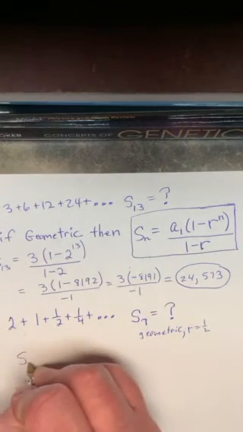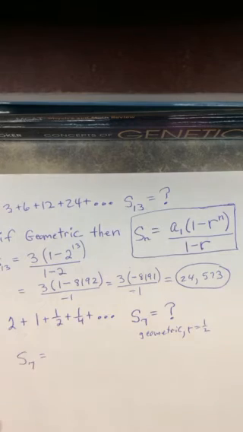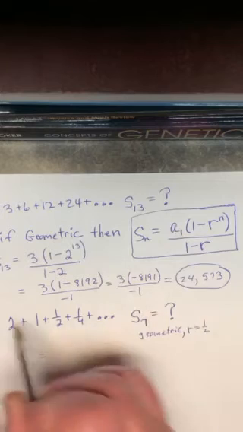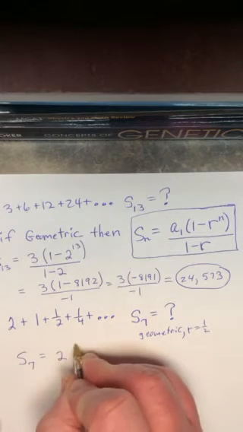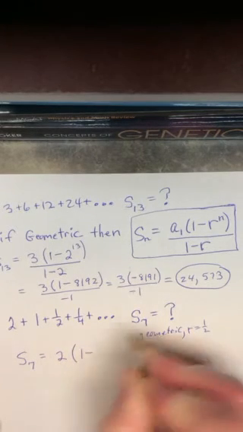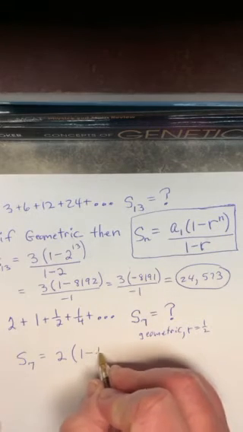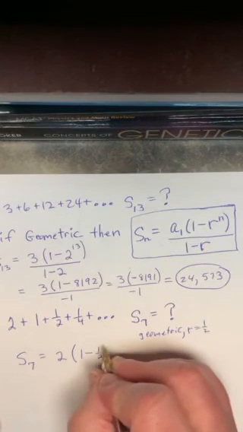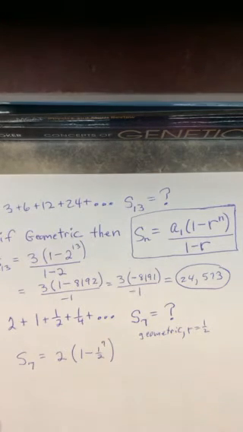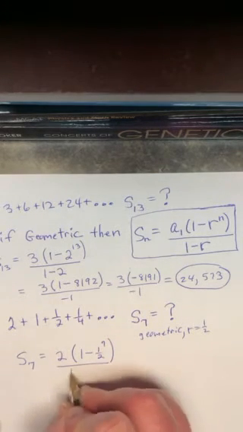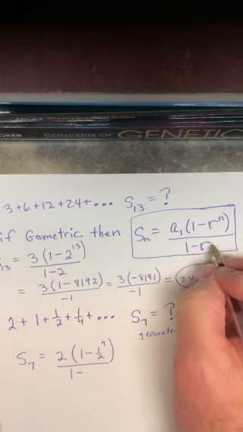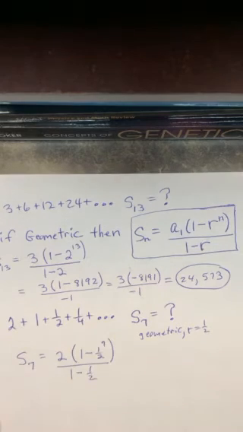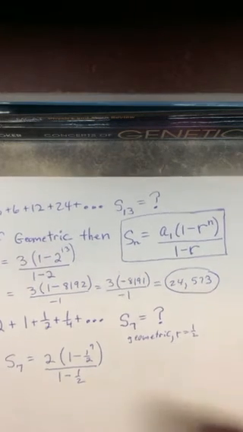So the sum of the first 7 numbers would be, okay, using my formula, A1. The first number was 2, and then I've got 1 minus... Now my ratio, you agree, is 1/2, and I'm raising that to the nth power. So that would be to the 7th power, all over 1 minus whatever my ratio is, which is what? A half.